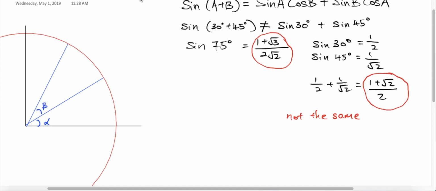So how do I find out the total angle alpha plus beta here, right? So this is the video about it. How do you prove it? So in order to do that, I'm going to add a few more lines.